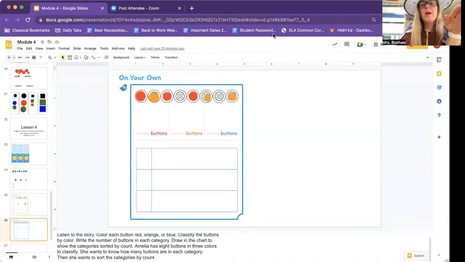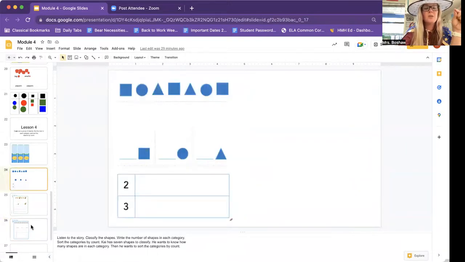Okay, you can do them however you want. Just use those 3 colors, red, orange, and blue. Okay, so you're going to do red, orange, and blue. You're going to count them and put however many red buttons you have right here, how many orange buttons you have right here, how many blue buttons you have right here. Then you're going to put the numbers and what color in each one, just like we did back here on the other page, just like we did with those shapes, okay?